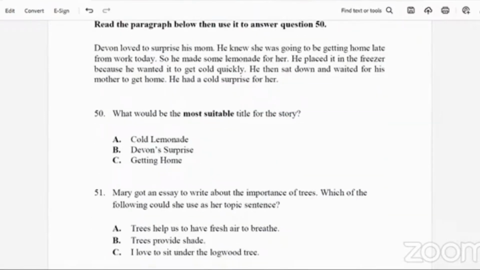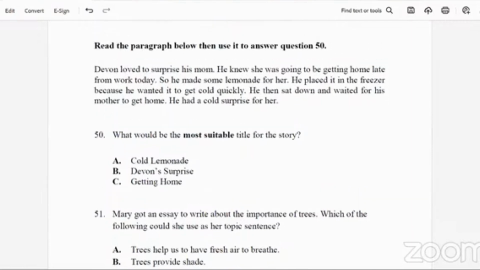All right, question 50 will be from this paragraph. Read the paragraph below, then use it to answer question 50. Devon loved to surprise his mom.